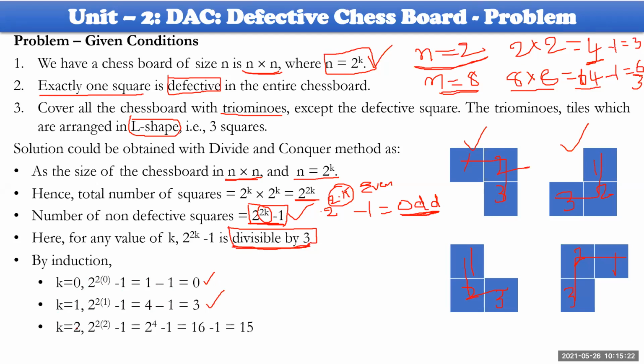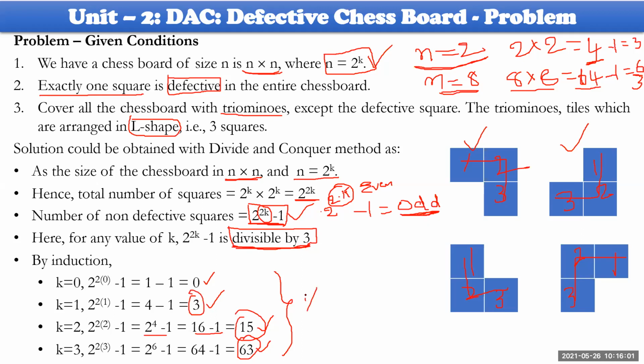If k equal to 2, 2 power 2 into 2, that is 4. 2 power 4 minus 1, that is 16 minus 1, equal to 15. Yes, it is divisible by 3. And k equal to 3: 2 power 2 into 3, that is 2 power 6 minus 1, 64 minus 1, equal to 63, also divisible by 3. If you continue with k equal to 4, 5, 6, and so on, you will always get resultant values which are divisible by 3. So it holds true.